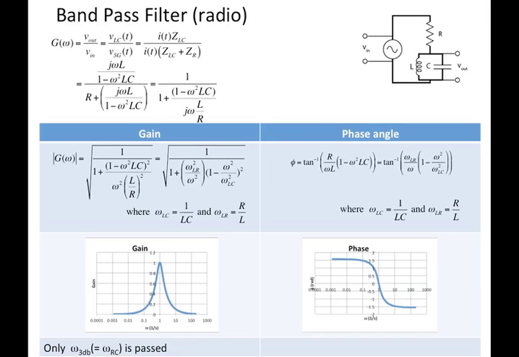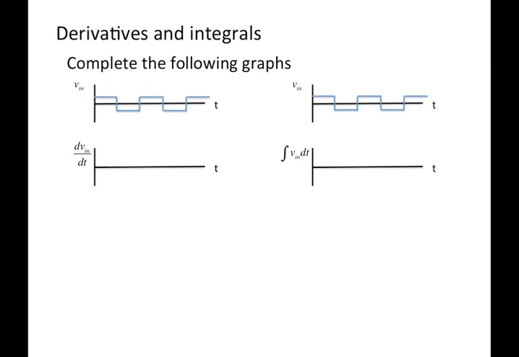Okay, so that's a bandpass filter. So that sort of takes care of the 3 types of filters: low pass, high pass, and band pass. It allows you to sort of pick what are the frequencies that you want to look at. Let's do one other thing. So this is just a basic thing.